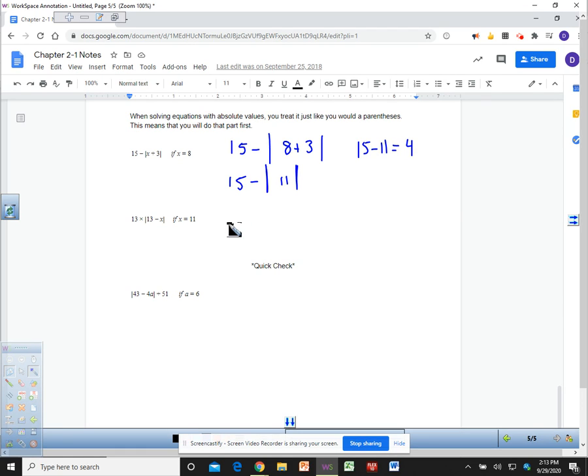Okay, let's try another one. 13 times the absolute value of 13 minus 11. So treat the absolute value like a parenthesis. We do what's inside first. So 13 times the absolute value of 2. The absolute value of 2 is 2. So 13 times 2 is going to give us 26.